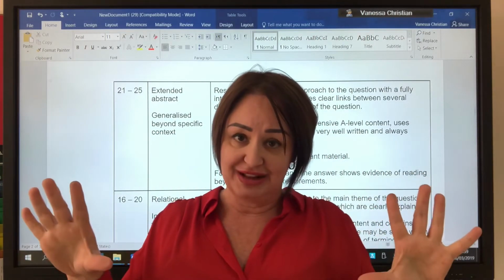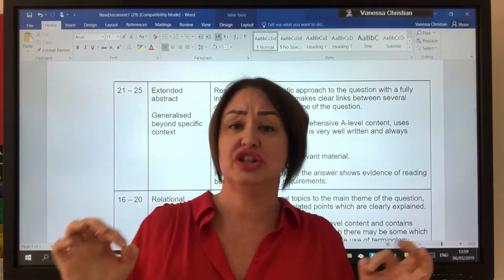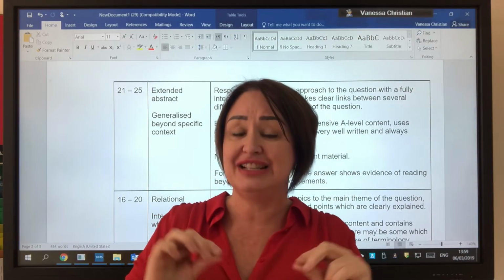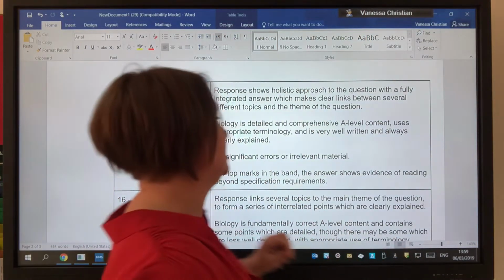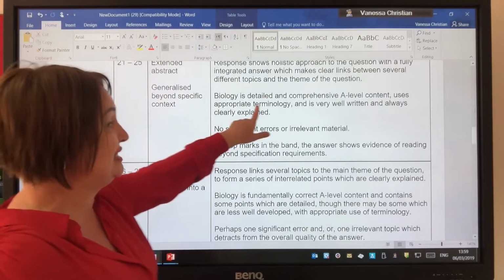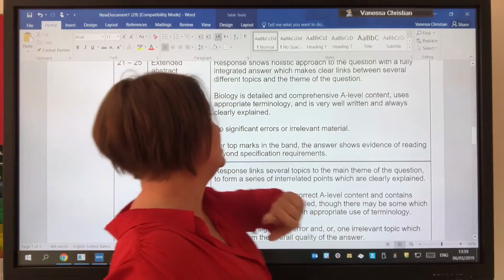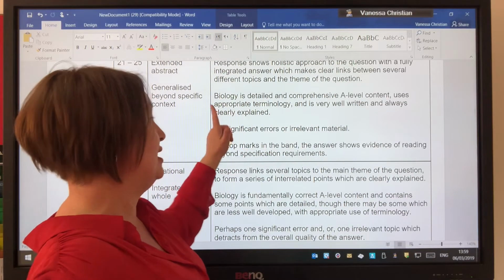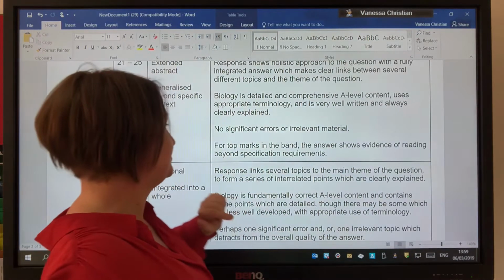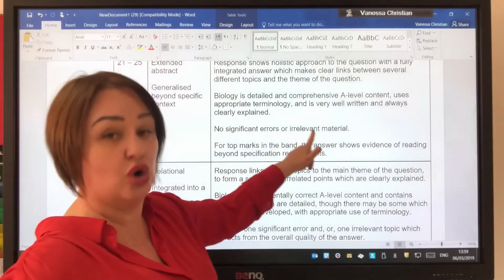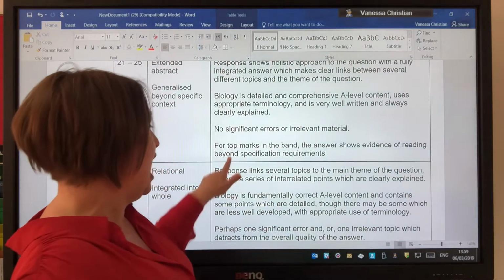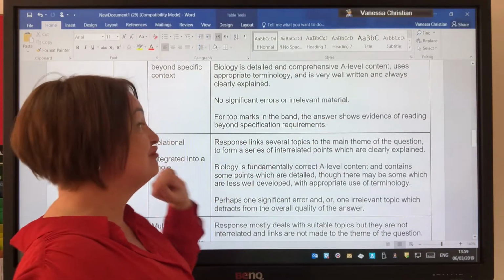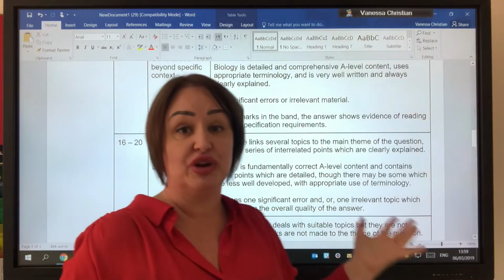Don't dress it up with fancy language. It's much more important that you use scientific vocabulary, that you cut out the irrelevant, and that every sentence is an A-level sentence. The biology is detailed and comprehensive A-level content, uses appropriate terminology, and is very well written and always clearly explained. No significant errors or irrelevant material. And for top marks in the band, the answer shows evidence of reading beyond the specification requirements.